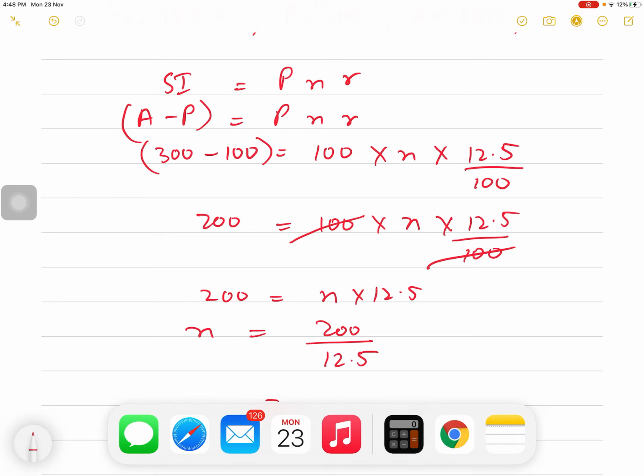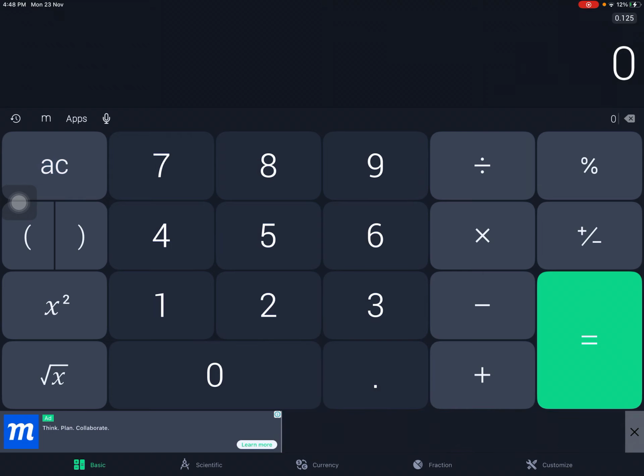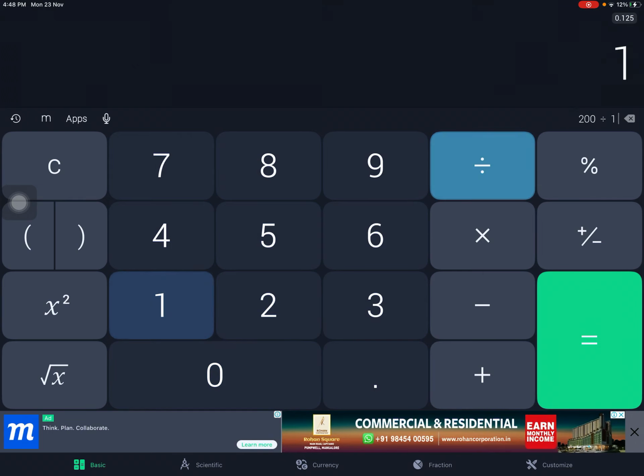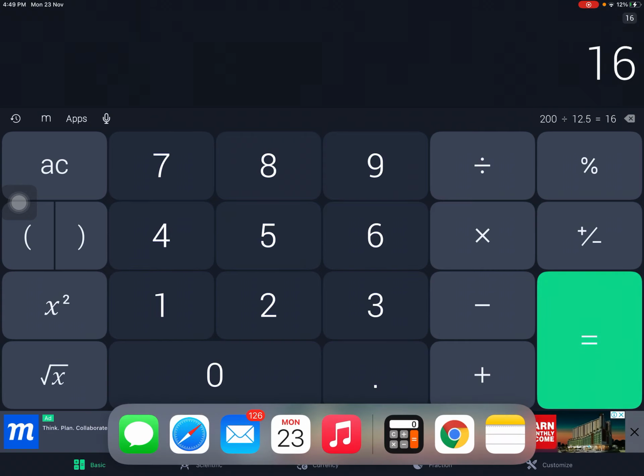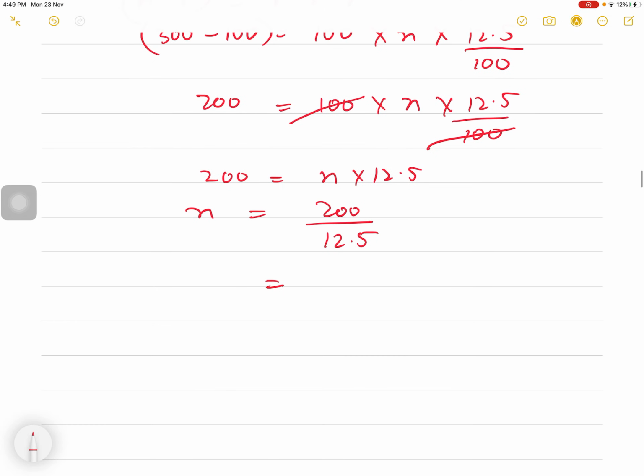So 200 divided by 12.5 comes to 16. So N is equal to 16 years. So it will take 16 years for the principal to triple itself.